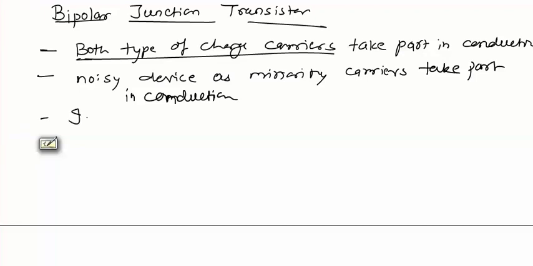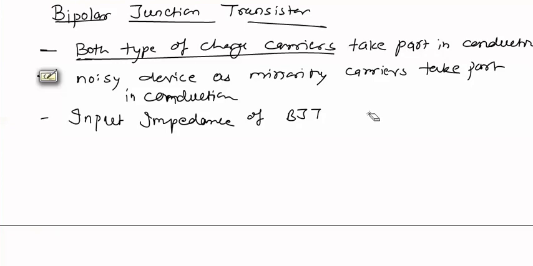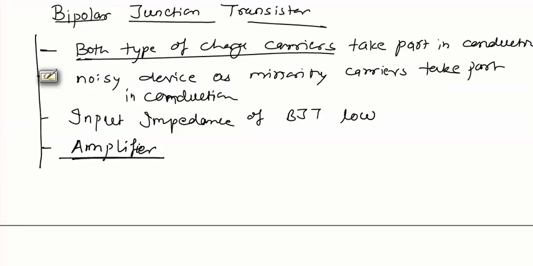Next, the input impedance of BJT is very low. Next, it is commonly used as an amplifier for amplification of the signals. So these are the important points for bipolar junction transistor that can be asked in the examinations.